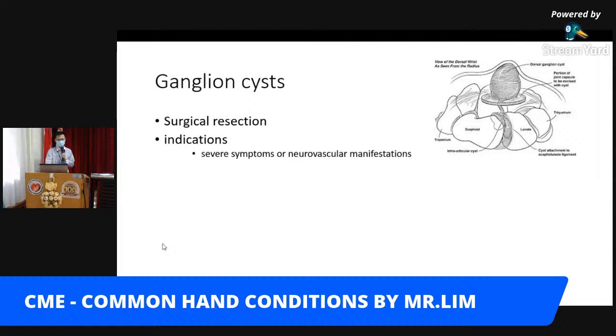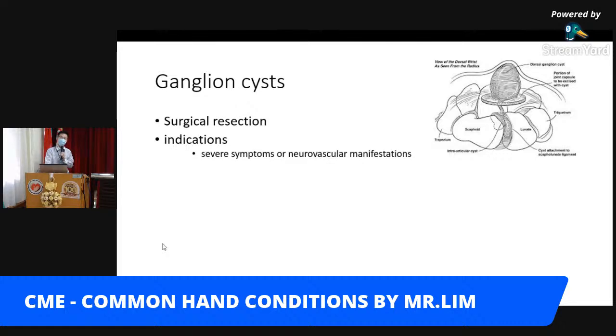The indications is, like I say, in severe symptoms only. And because this is mainly a cosmetic problem, and if it really causes some neurovascular problem to the patient, if the ganglion cyst is too near to the structure. For example, there was one case, just to share with you, a ganglion cyst in an uncommon place.